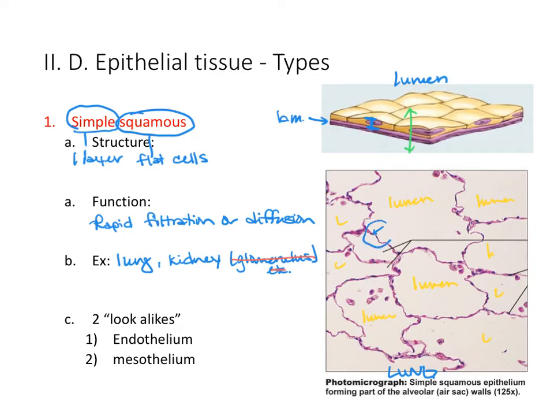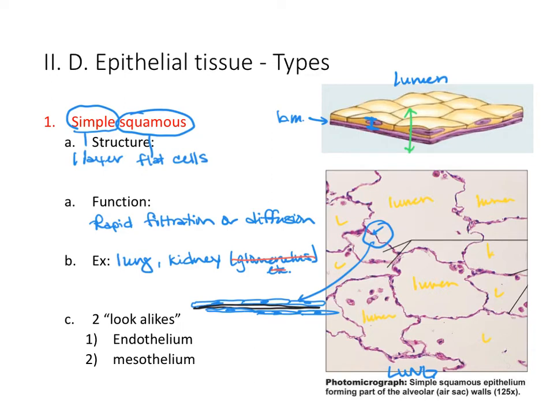So if I took this and I blew it up big time, it would look sort of like this. So I'm going to have a layer of thin flat cells that's right next to the white space. I'm going to have a basement membrane with the two layers, and then I'm going to have another layer of thin flat cells on the other side. And again, there'll be a nucleus in there, so it'll look sort of like that, but again, super thin.